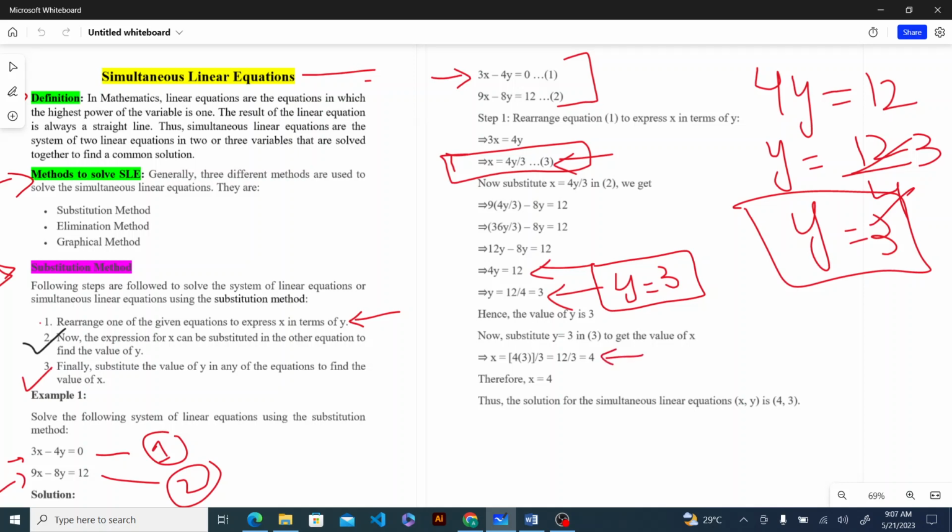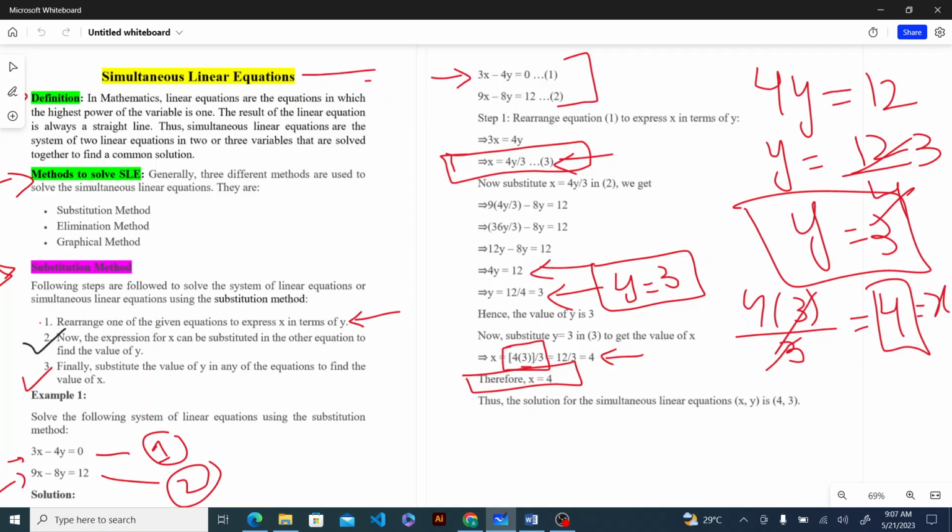Here, just look at this, 4y upon 3. In 4 into y, we have to put the value of y, which was 3. So 4 into 3 upon 3. This whole is divided by 3, so this 3 will be cancelled out with the upper one, and only what will be remaining? This 4. So this 4 is the value of x. So we have the value of x is equal to 4.